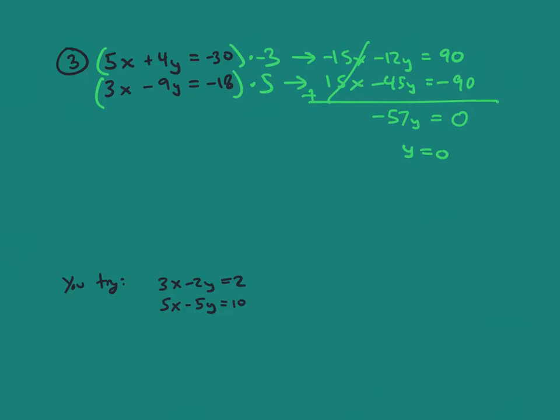Let's plug it into the bottom one. All right, so in the bottom equation, 3x minus 9 times 0 equals negative 18. That's 3x equals negative 18, so x is going to be negative 6. So there's my solution, negative 6 comma 0. Okay, go ahead and pause this one and try the bottom equation.